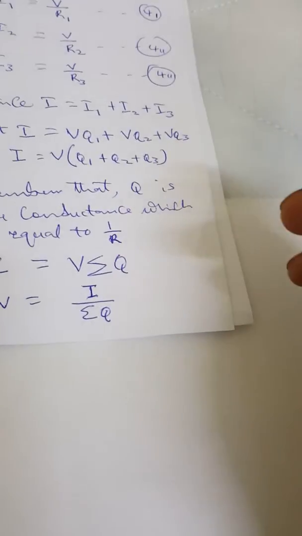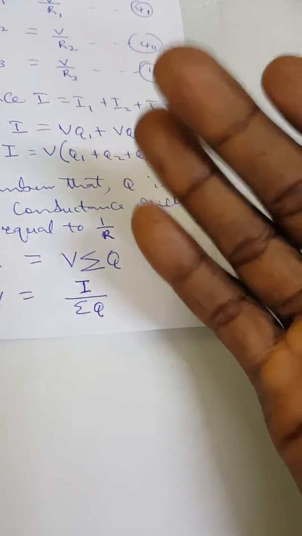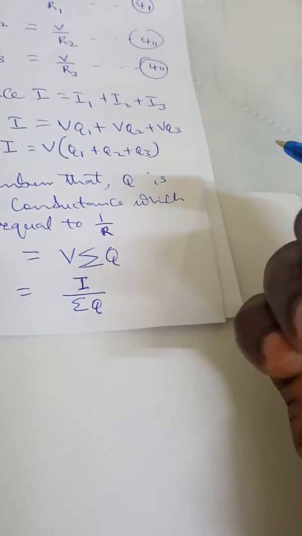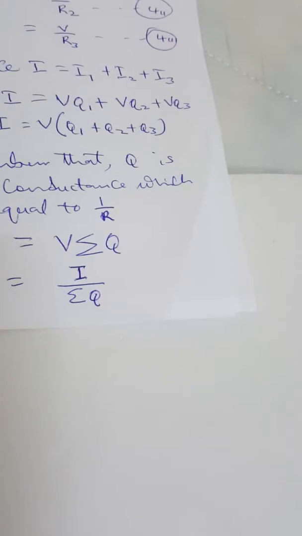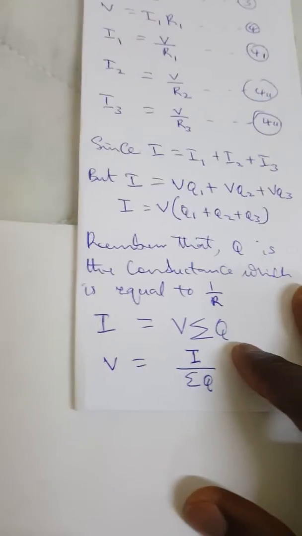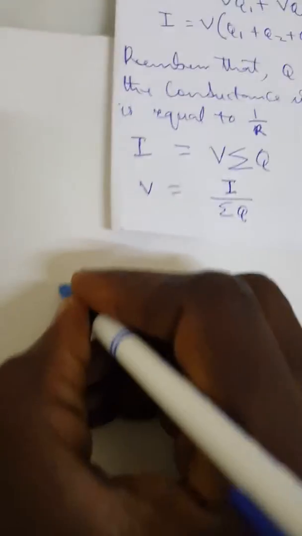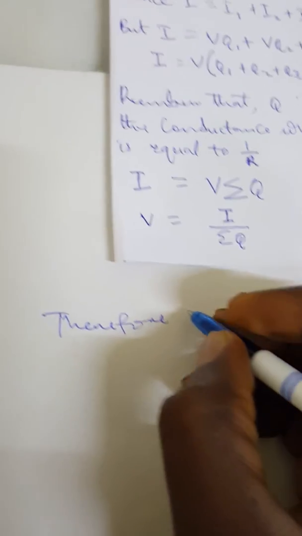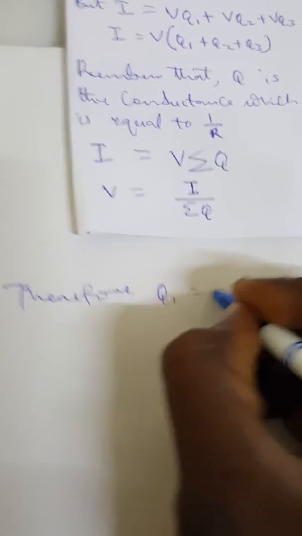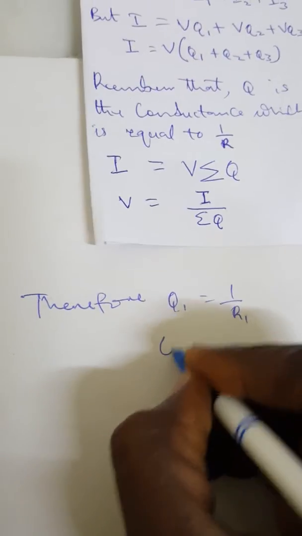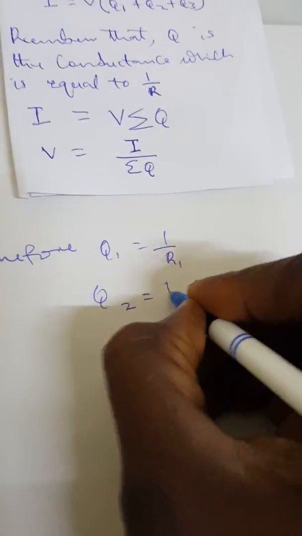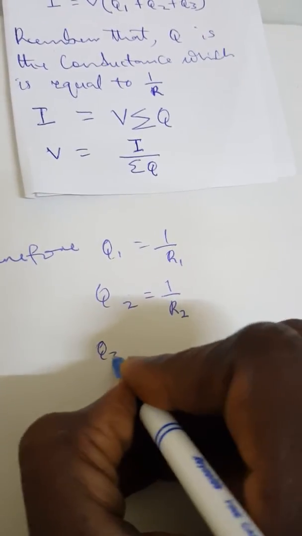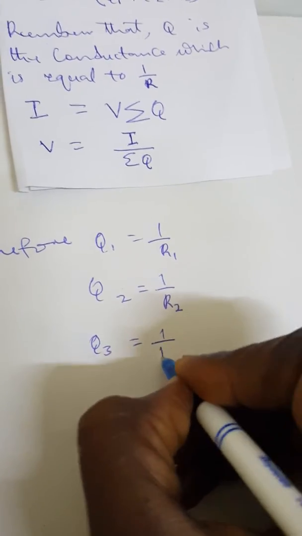But before finding any current in each line, we first find the value of G, if G is not given. If G is not given, you first find the value of G. Therefore, G1 is equal to 1 over R1, G2 is equal to 1 over R2, while G3 is equal to 1 over R3.